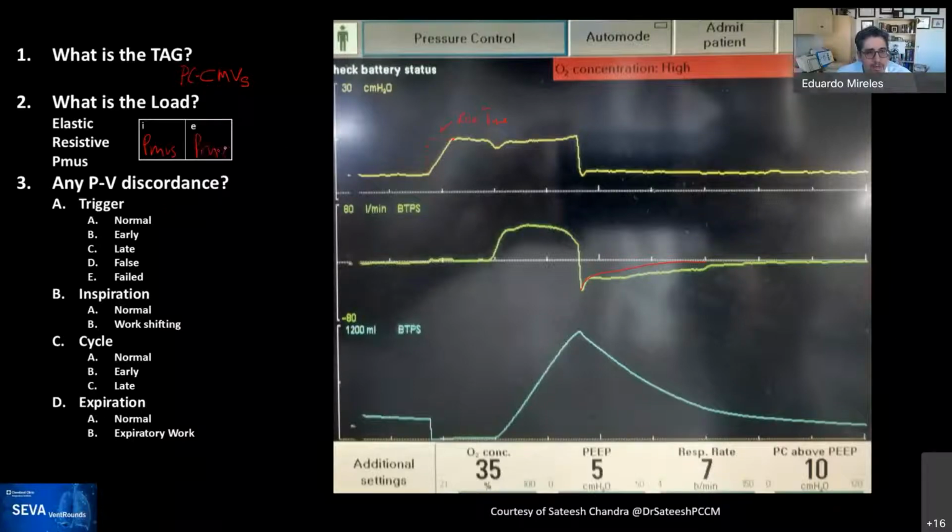This could be confused with the presence of resistive load. Perhaps the patient has an increased resistive load, because if he's doing all this effort and not getting the flow out. But because it's not an exponential decay, it makes me think that all this area that I'm shading is PMUS.